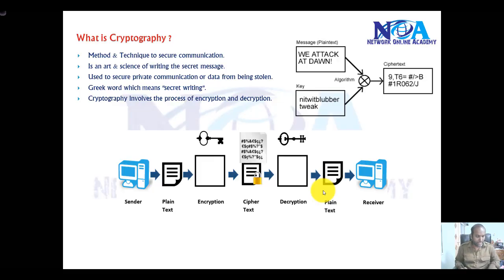It is a method or technique which is used for securing communication. In other words, we can say it's an art of writing a secret message, which is known only to both the sender and the receiver.